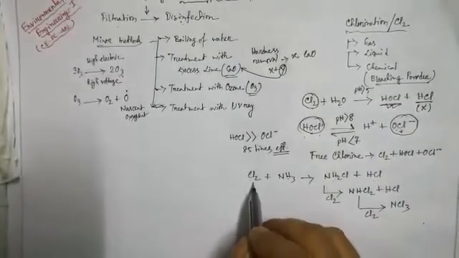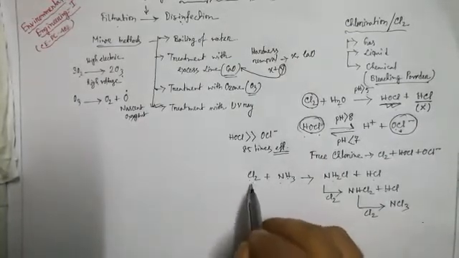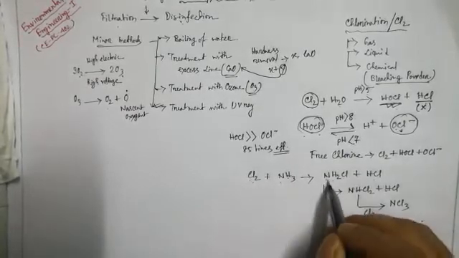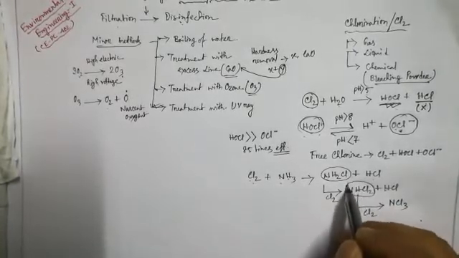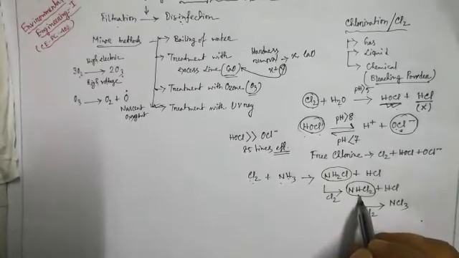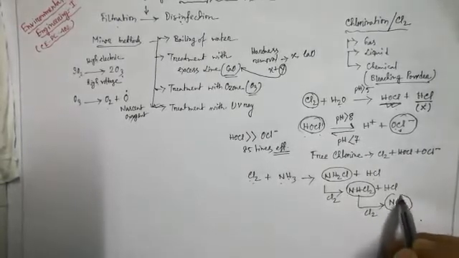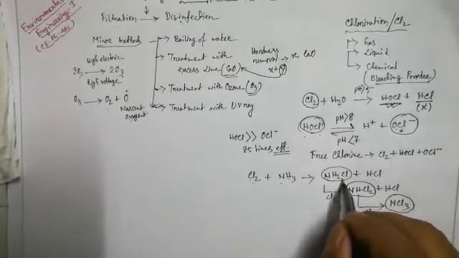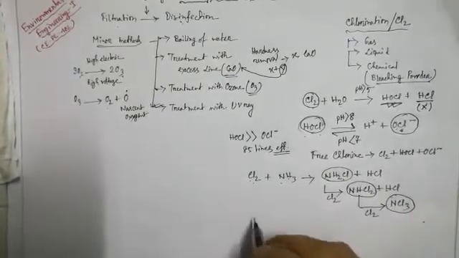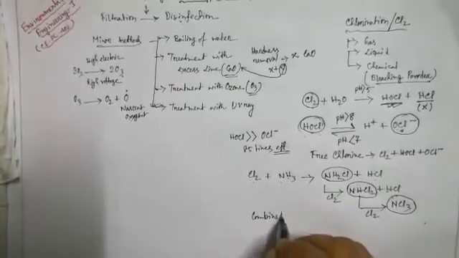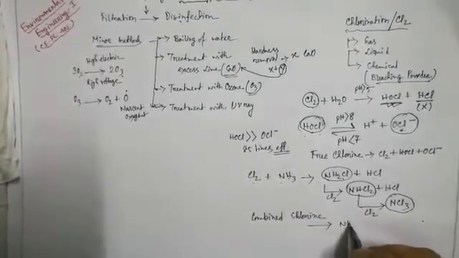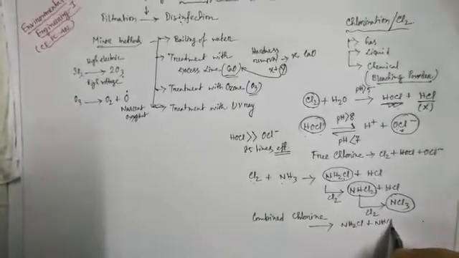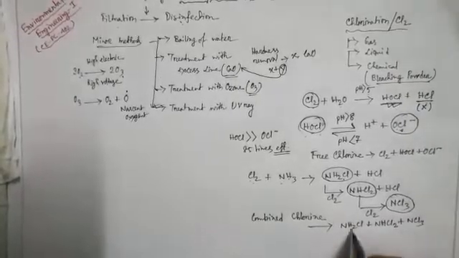So if you add some chlorine and your water sample has some ammonia, first of all the chlorine will react with the ammonia to produce NH2Cl, monochloramine. Then again there will be a reaction to produce dichloramine. Then again there will be a reaction to produce trichloramine. The combination of these is known as combined chlorine. Combined chlorine means NH2Cl plus NHCl2 plus NCl3.